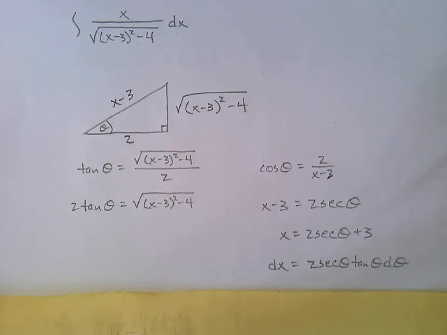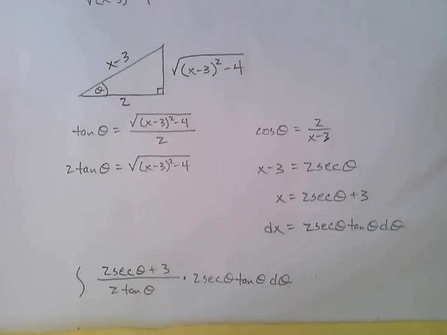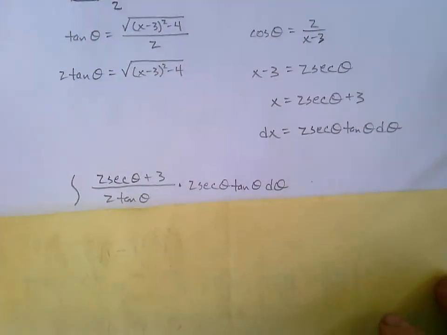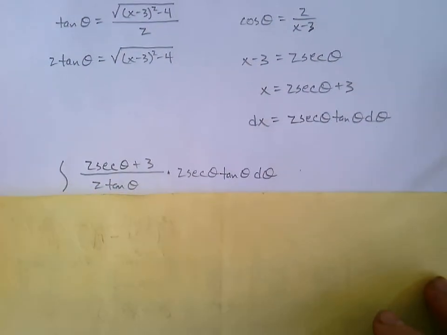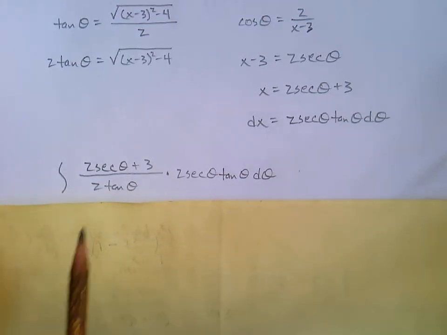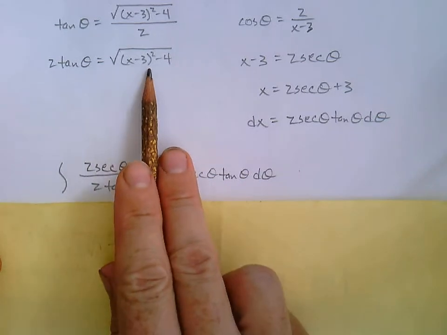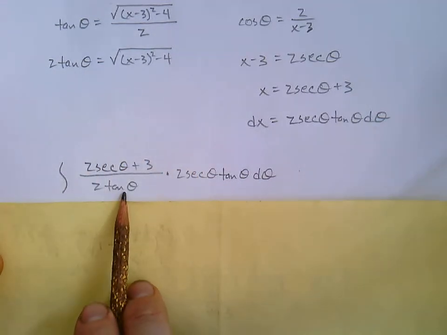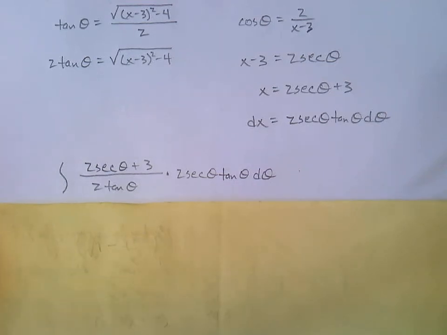Okay, we're doing really, really good. Let's see how it unfolds. Plugging all those parts in, probably fit it. Well, that's okay. We've got the x here on top, divided by our radical, 2 tangent theta goes there, and then our dx, 2 secant theta tangent theta d theta.